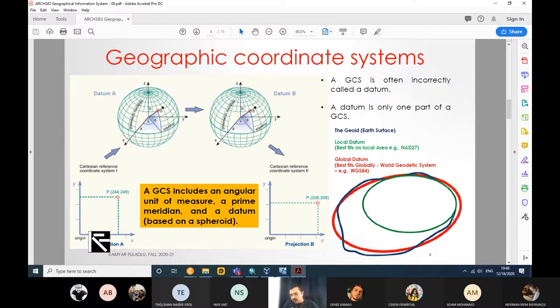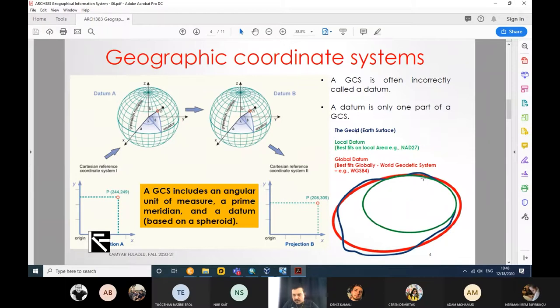Imagine this is one country. They just put this local datum. Why do they put it? As I told you, in order to cover most of the geoid. I'm going to tell you what a projection is. Actually, let's tell you right now. Projection means that you want to transfer this ellipse surface onto the flat, onto the paper.